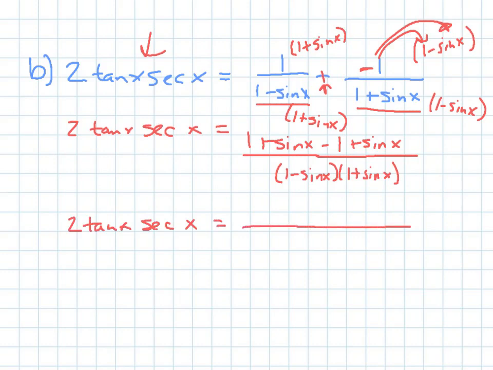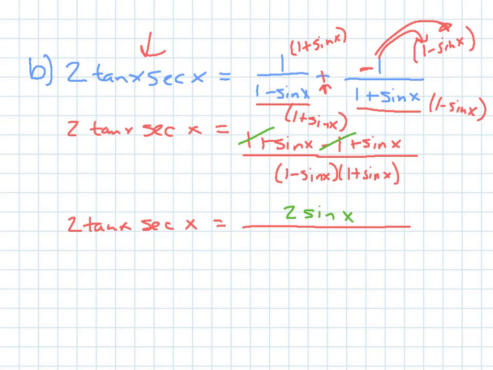So on the top, the 1's cancel each other out. Okay, so it leaves me with 2 sine of x, because those are like terms, so I can add them. So 1 sine of x plus 1 sine of x gets me 2 sine of x.